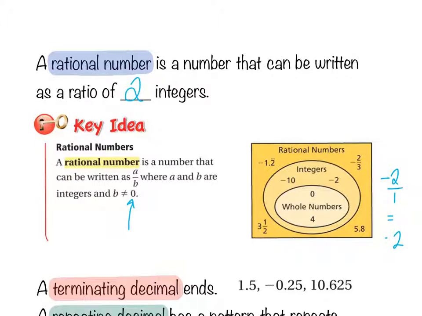And then we've got mixed numbers that can be written as fractions, like 3 1/2. We've got decimals that can be written as fractions. So 0.8 is the fraction 4/5. And you can write mixed numbers as improper fractions. And then any decimal that has a repeating bar can be written as a fraction.